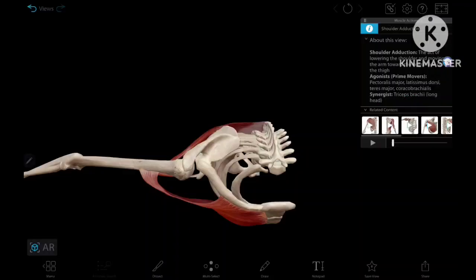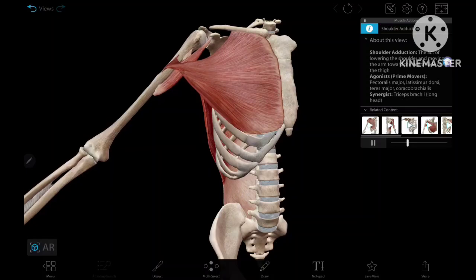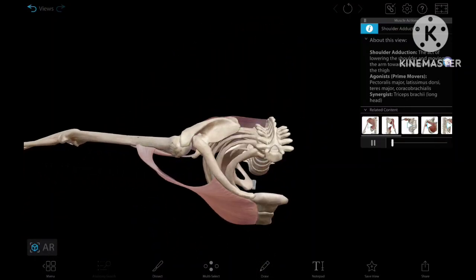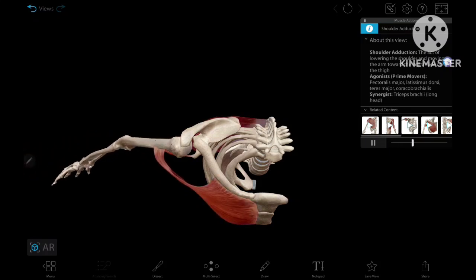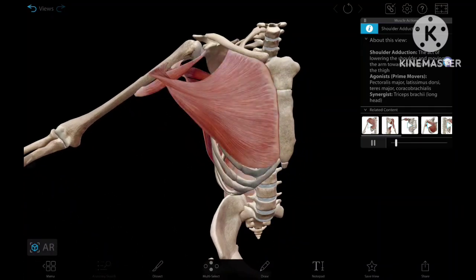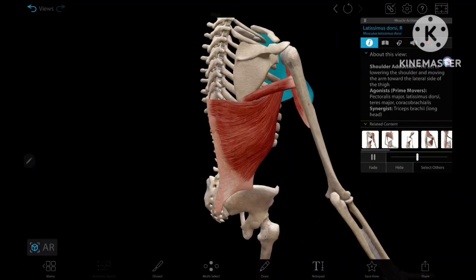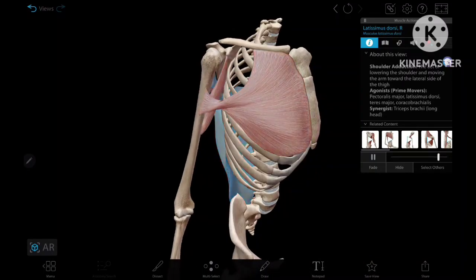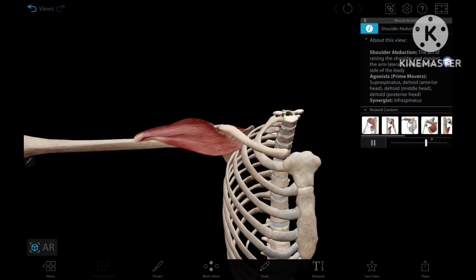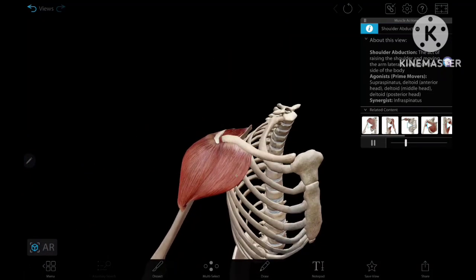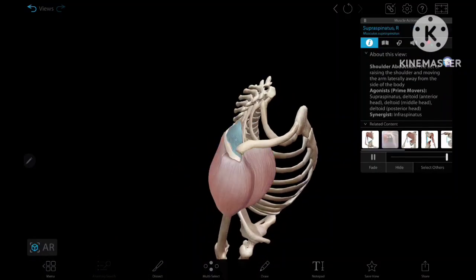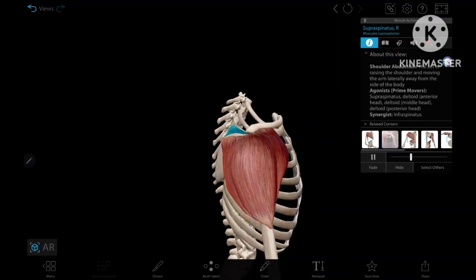You can see the abduction. This is the adduction. Which muscle? The pectoralis major and latissimus dorsi are primarily responsible for the movement. Now you can see the first initial part is by the deltoid and supraspinatus. This is supraspinatus.